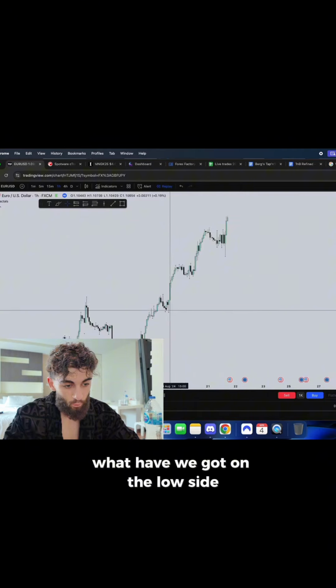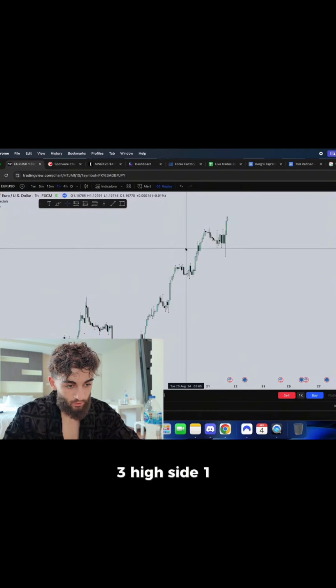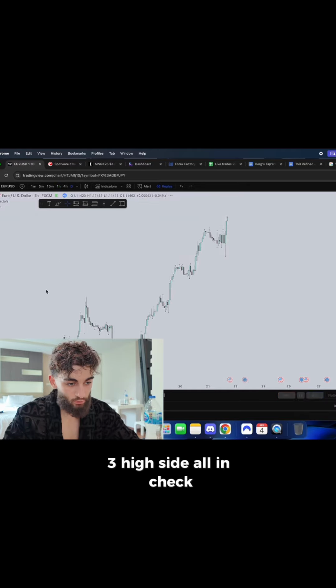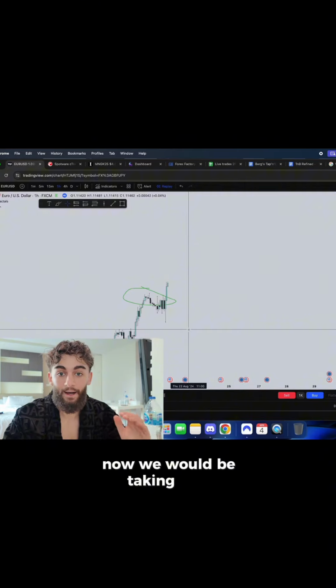What have we got on the low side? 1, 2, 3. High side? 1, 2, 3. High side all in check. Let's recheck the daily. Daily is clearly bullish. Sweet. Now we would be taking buys.